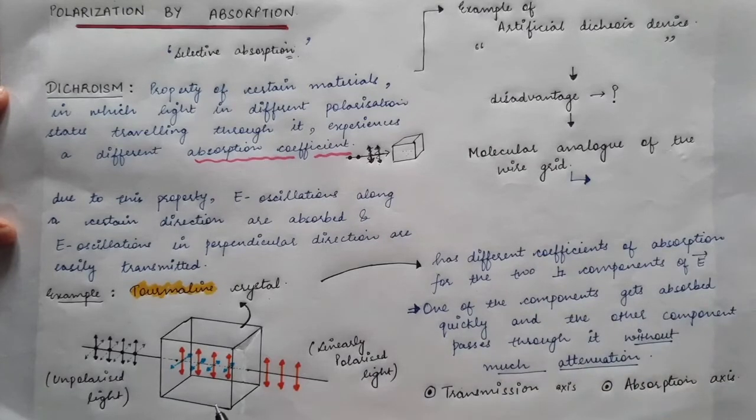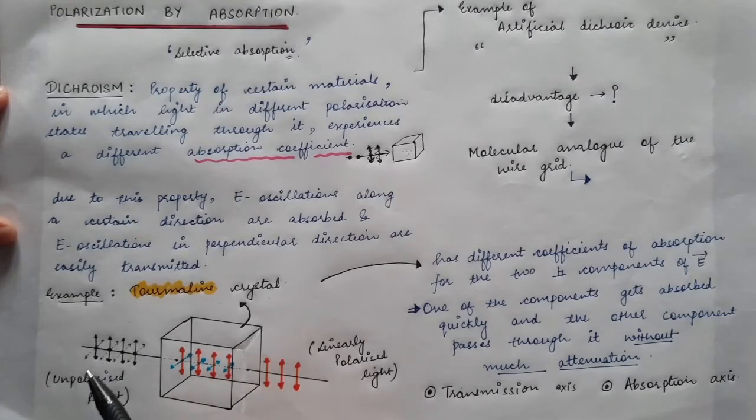Here, in this diagram, I have taken a tourmaline crystal and made unpolarized light fall on this material. The unpolarized light falls on the tourmaline crystal, and I have shown these double-headed arrows. These double-headed arrows are in the plane of the paper, and I have also shown dots. These dots represent that there is an electric field which is perpendicular to the plane of the paper.